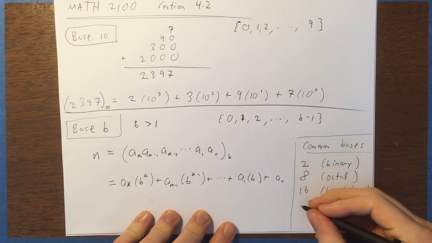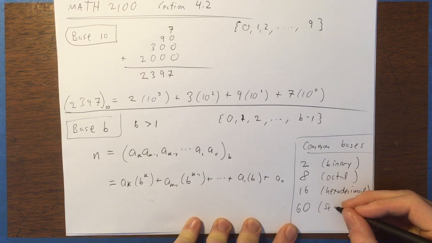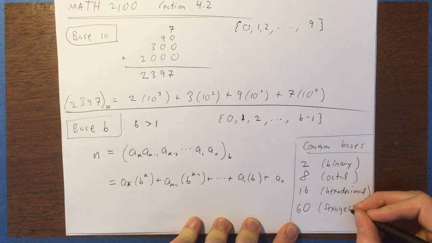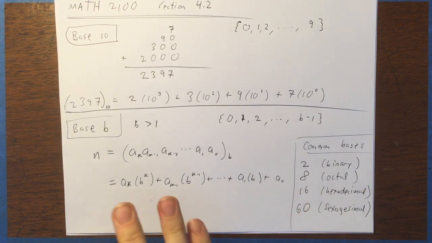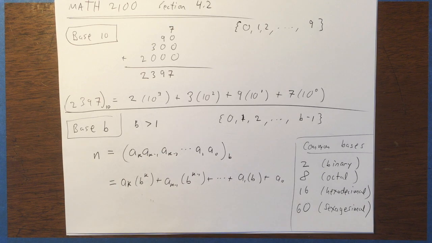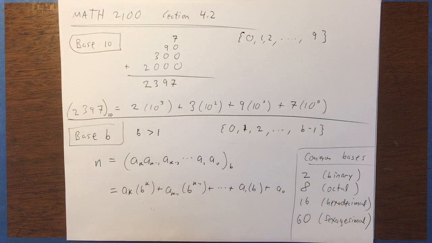I do want to mention one other base, which used to be very common, and that's base 60, which is called the sexagesimal system. Base 60 is a historically important base because it was the base for the number system of the Babylonians, who were the first civilization, as far as my recollection from when I took history of math, to have a positional written number system. And they used a base 60 system.